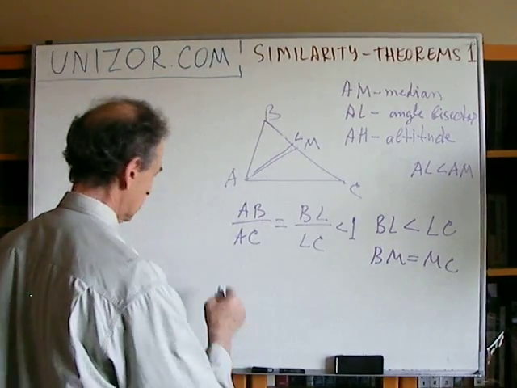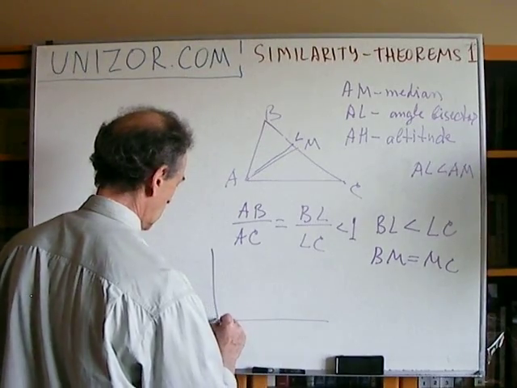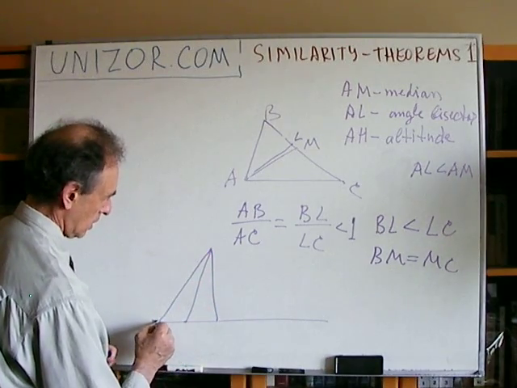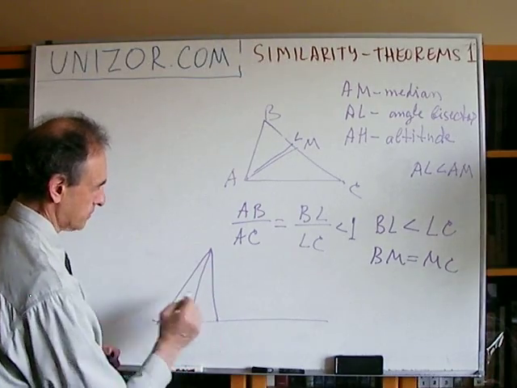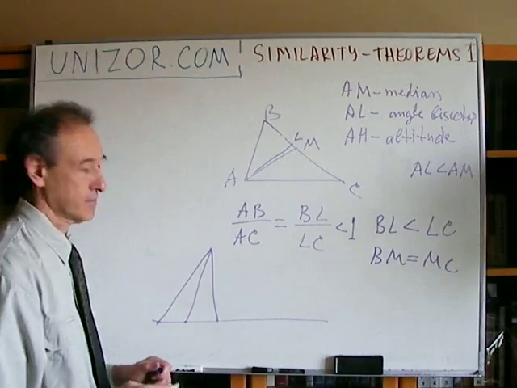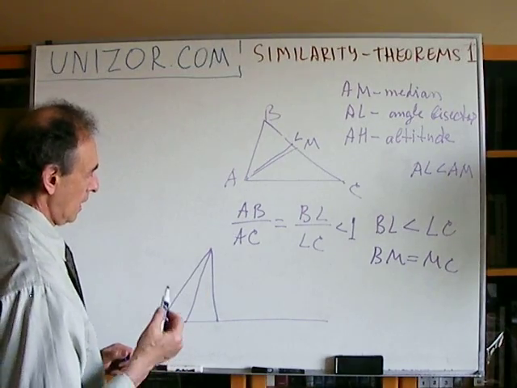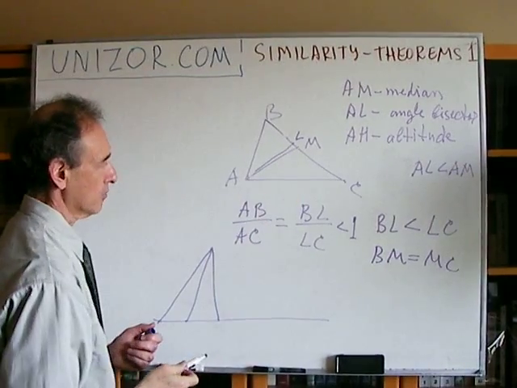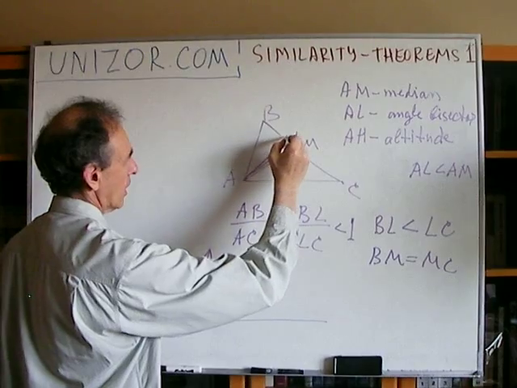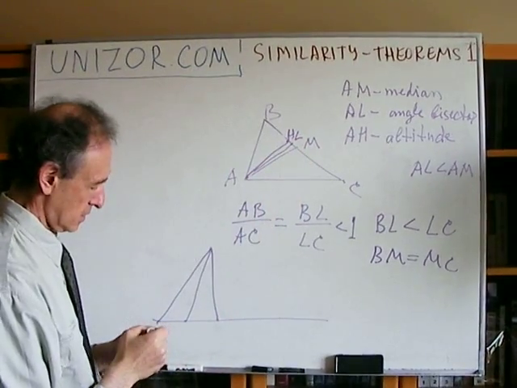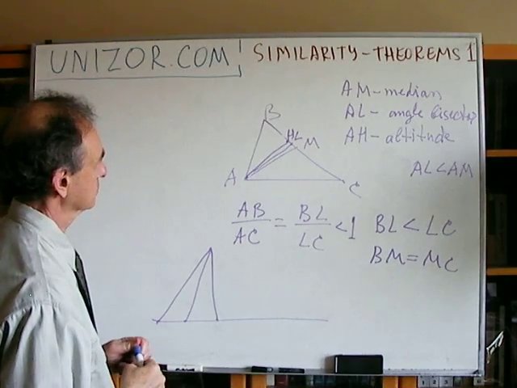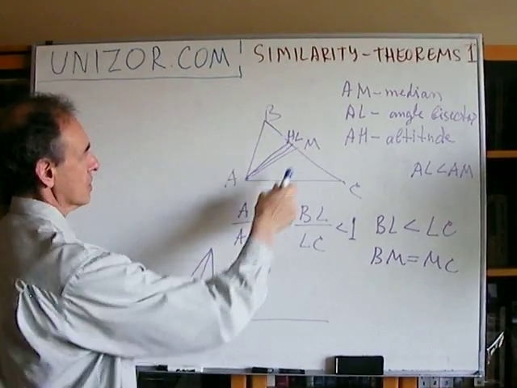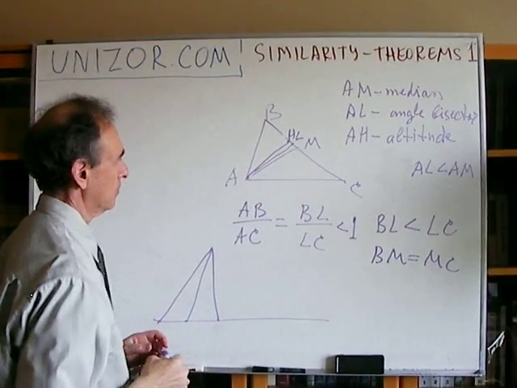Well, it means that if you again remember our old theorems, we were talking about that the closer the point is to the base of the perpendicular, the shorter this segment is. Basically, that's exactly what's causing AL to be less than AM. Here is our H again. Since L is closer to H than M, AL is shorter than AM.